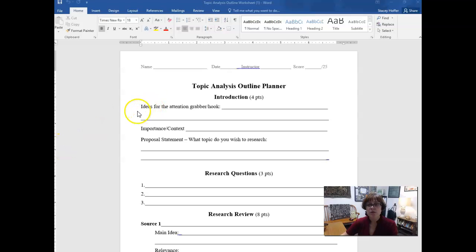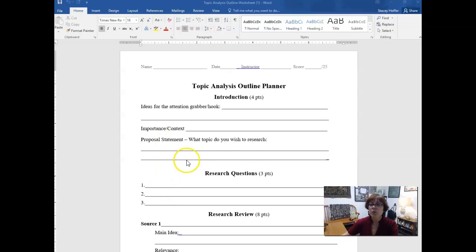The first thing it asks you for is ideas for the attention grabber or the hook. So this is where you kind of draw your reader in and tell them what's so interesting about the topic that you chose. Here under importance and context, that's where you tell me why you specifically are interested in this. Why is this important to know about? What's the background? Tell me a little bit about the context of this topic and why you decided to choose it.